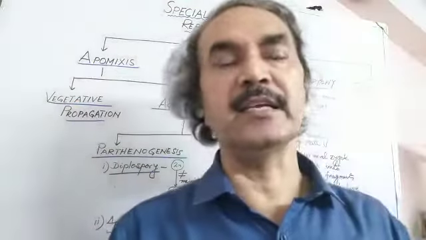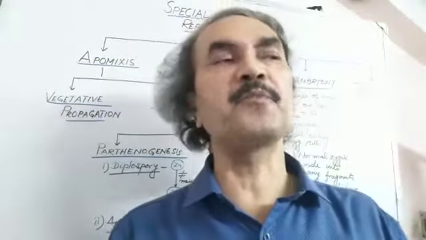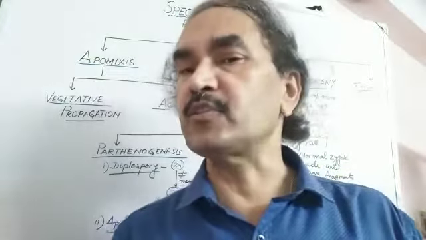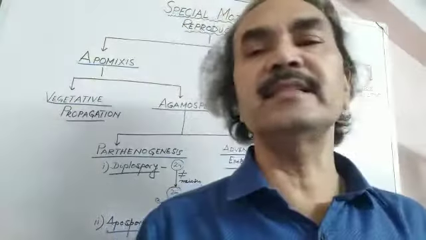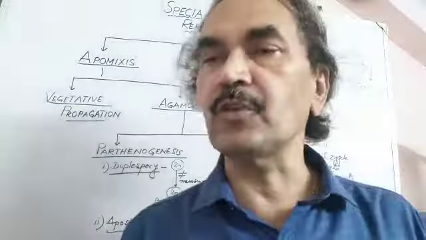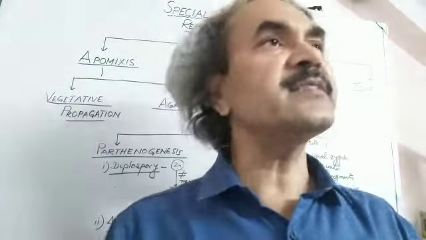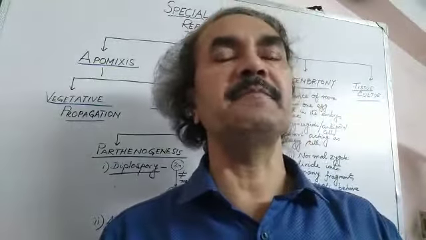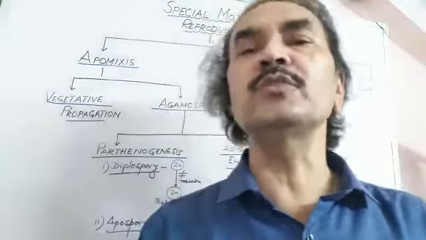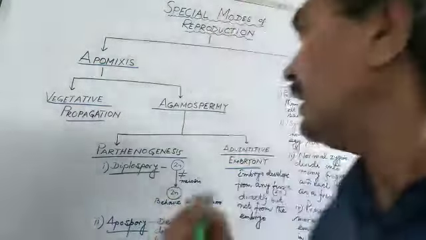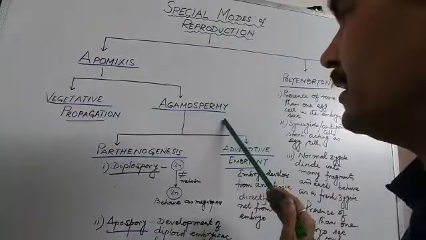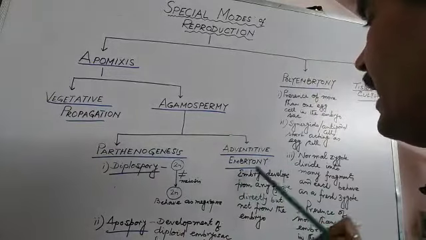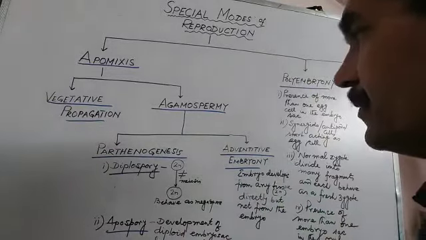Vegetative propagation or vegetative reproduction is the reproduction other than its sexual part, that is, other than flower, fruit, or seed. That is, reproduction or propagation from the vegetative parts, that is, from root, stem, and leaf. Agamospermy may be parthenogenesis or adventitious embryony.